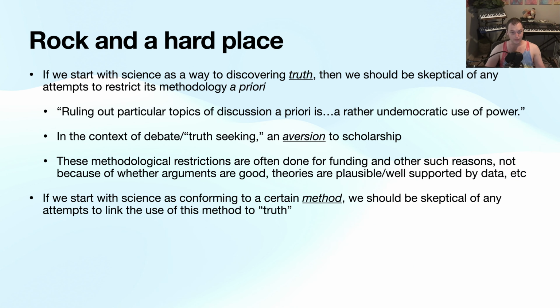And then, you can go the other way around, right? If we start with science as conforming to a certain methodology, then we should be skeptical of any attempts to link the use of this method to truth because it's unable to consider or follow the evidence where it leads. As soon as the evidence leads out of its predefined circle, which it's defined kind of, I don't want to say ad hoc, but not for truth-seeking reasons, now you can no longer comment on whether or not you're able to find truth objectively. Maybe you can find truth within the constraints of this sort of thing, but you can't generalize it to the rest of the space.